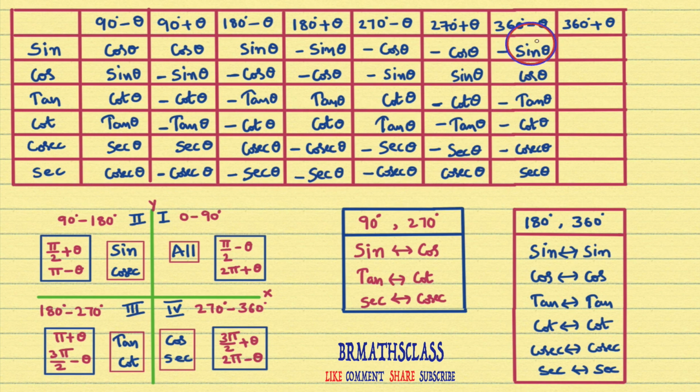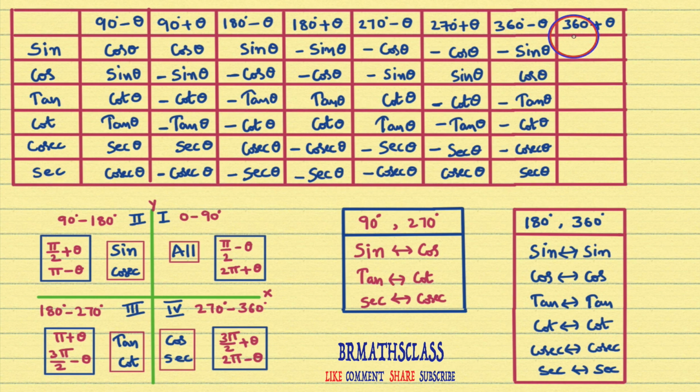Secant 360 minus theta. As 360 degrees is there, secant remains secant only. 360 minus theta is in fourth quadrant. In fourth quadrant, secant is positive. So secant 360 degrees minus theta is plus secant theta. I hope you are understanding. Now we came to the last column. As 360 degrees is there, function remains same.